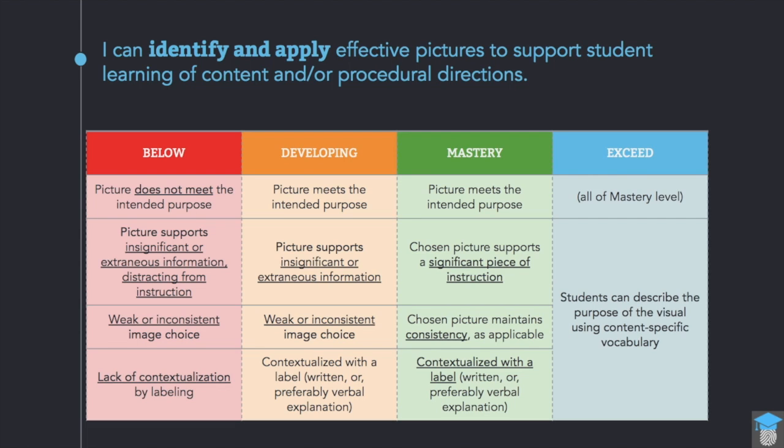Finally, we'll look at exceeds. It's taking all of the mastery level expectations and adding onto it that students can describe the purpose of the visual using content-specific vocabulary. I took a page from the Danielson framework and brought the expectation of student-directed application to this part of our rubric. Now, none of our examples are live with kids, so it doesn't apply for us, but it's important to always think about what the next step would look like. All right, we have 18 examples to look through. Let's start dissecting.